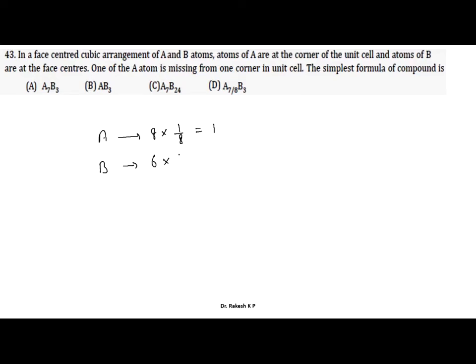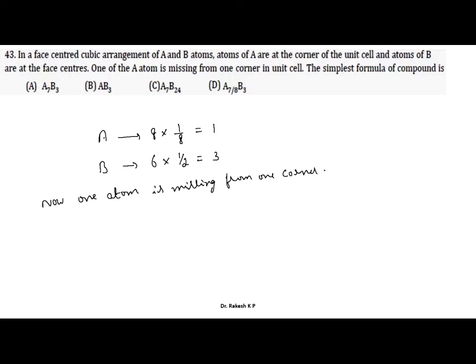That means their contribution is which one? This is the half, so hence what you are going to have is 3. This is the particular. See the next one here. Now one atom is missing. That means one atom of A is missing from one corner.